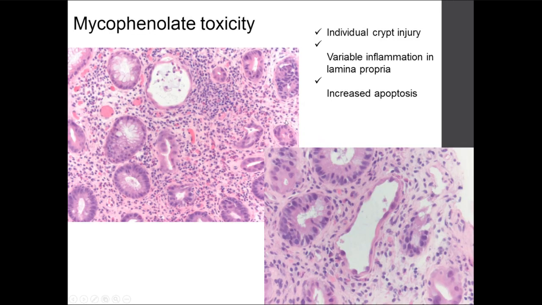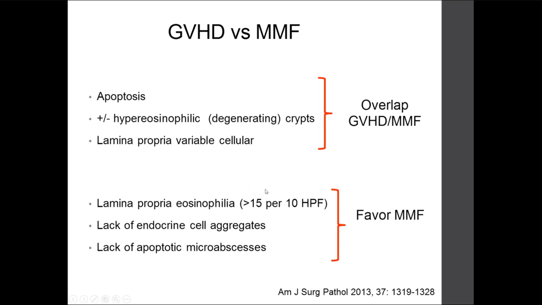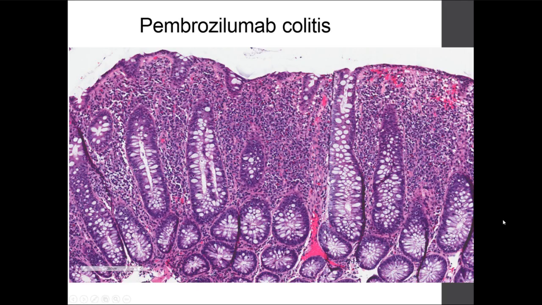This is from the case that I just showed you, individual crypt injury with variable inflammation in the lamina propria and increased apoptosis. I like this paper because they pointed towards some features that we can use to favor mycophenolate over GVHD, and those include lamina propria eosinophilia, lack of endocrine cell aggregates, and lack of apoptotic microabscesses. So if you see things that are falling within this spectrum, maybe we can favor MMF.